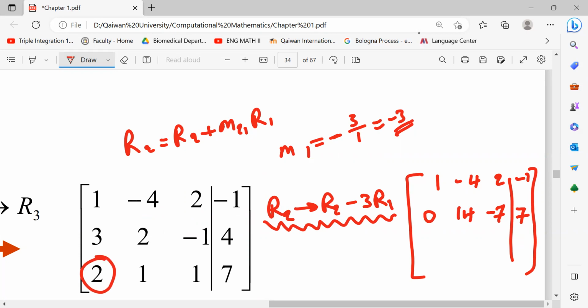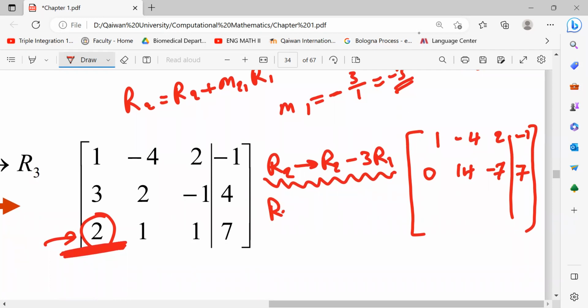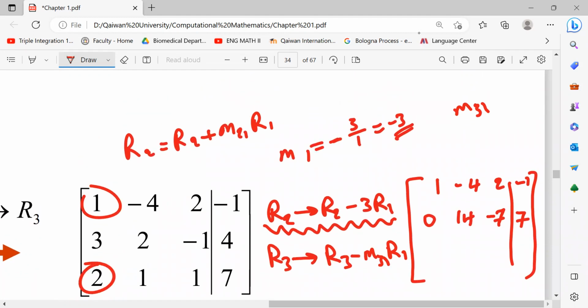Then we can work on this one to make it 0. At the same step, we can change this to 0 also. What's this entry? It's M31. We find the coefficient here. We say row 3 becomes row 3 minus M31 R1. Now we change this entry to 0. How to make this 0? It is minus 2 over 1, so M31 is minus 2.